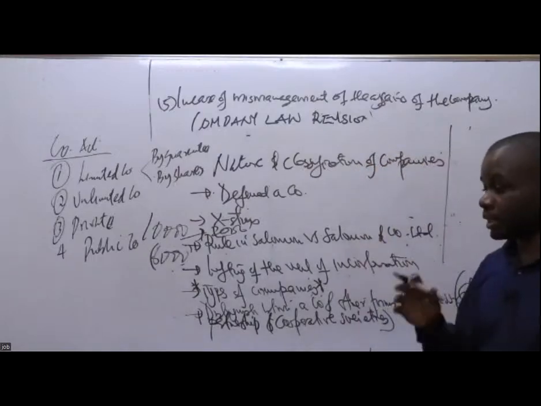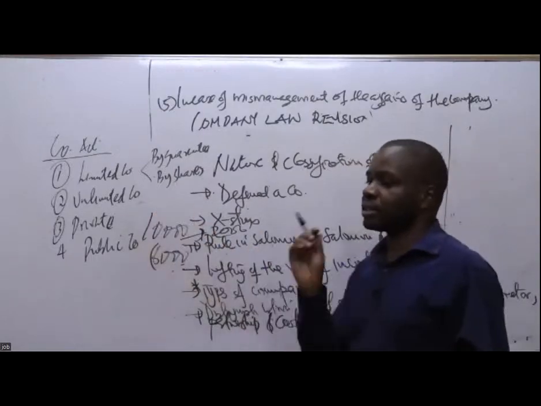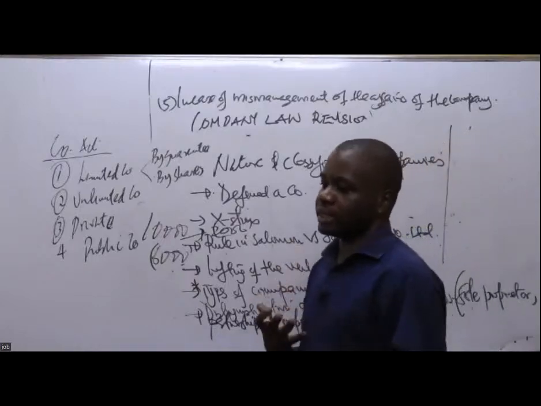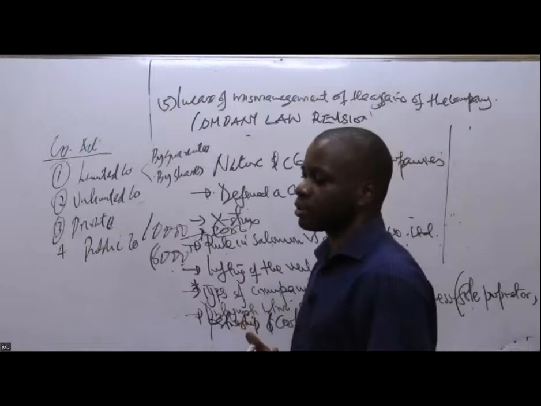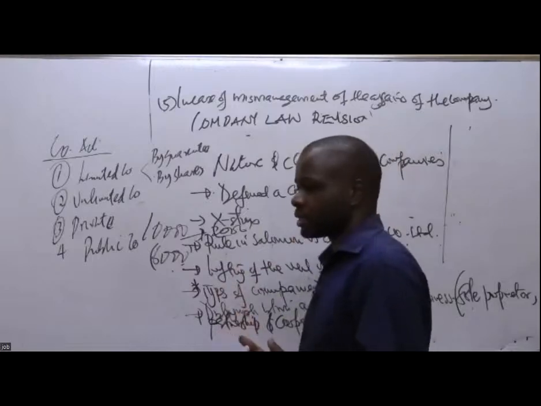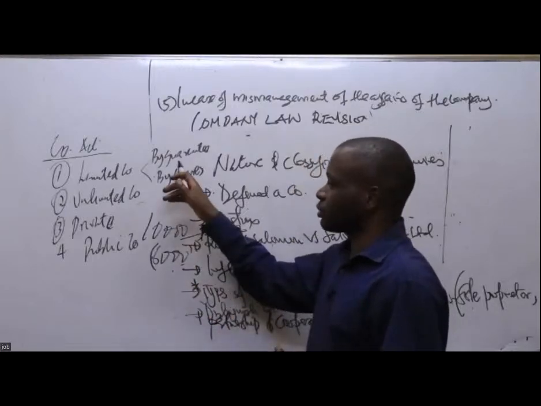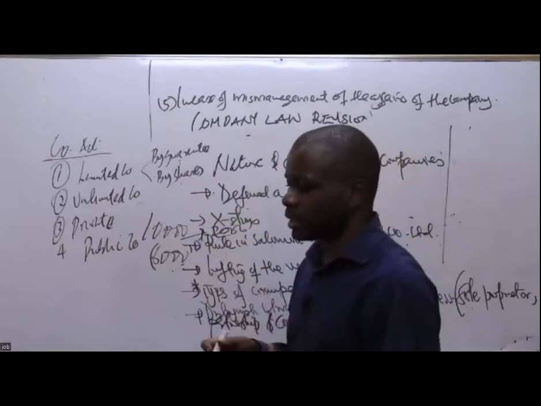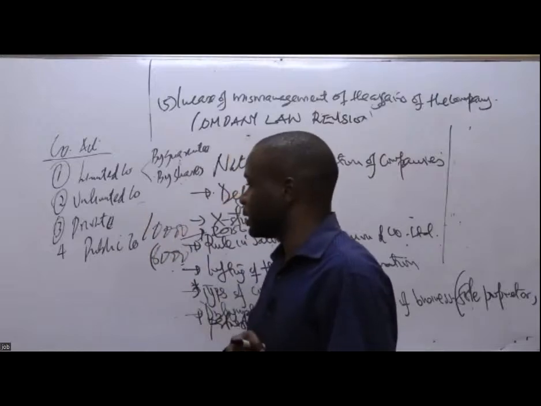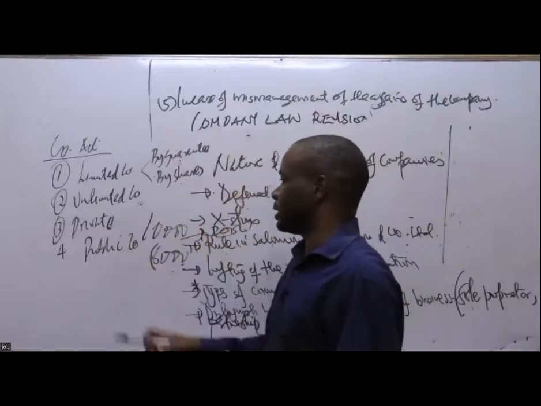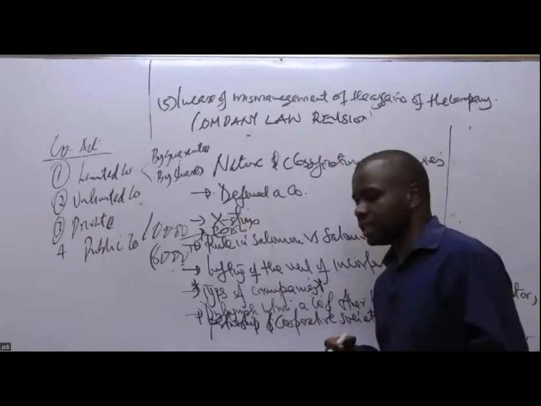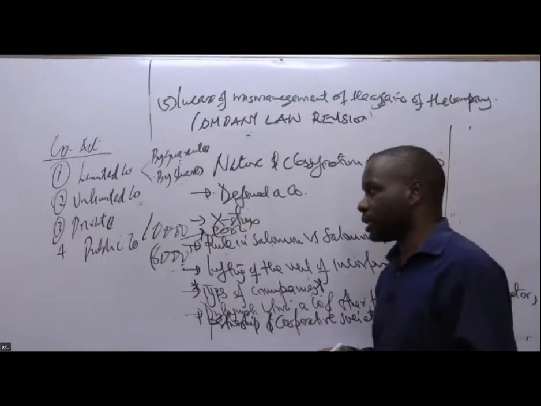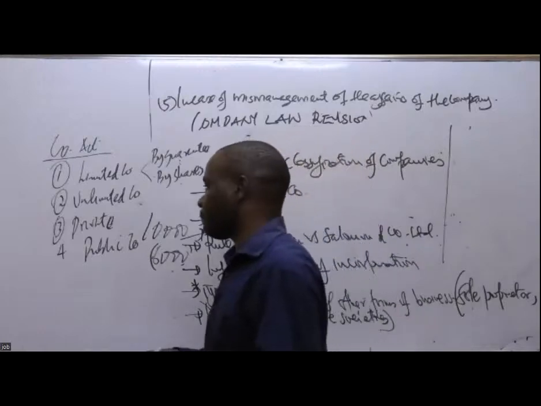If it is unlimited, it is where your liability as a member is not limited. If the company is liquidated, they can even go to the extent of attaching your personal assets. In this case, they won't attach your personal assets because there is a limit. It can only go up to a particular extent. But if it is unlimited, they can attach your personal assets to be utilized to pay the liabilities of the company. That is what we mean by unlimited company.